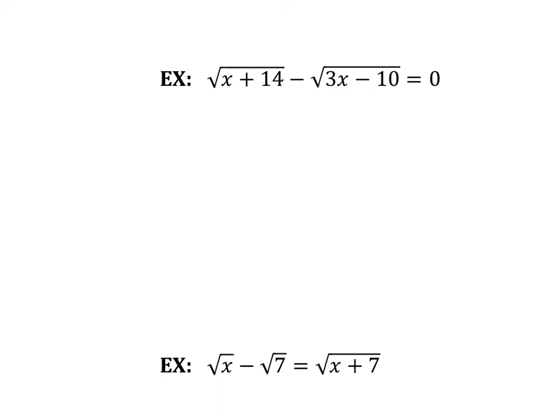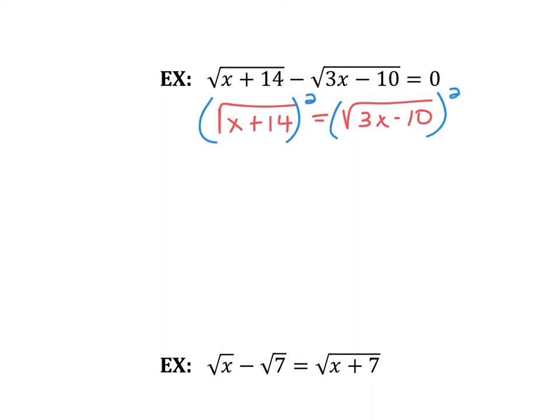I'm going to move this second term by adding the square root of 3x minus 10 to both sides of the equation. If I do that, I'm going to get the square root of x plus 14 is equal to the square root of 3x minus 10. Now that each square root is isolated, one on either side of the equation, I can get to what's underneath that radical by squaring both sides of the equation.